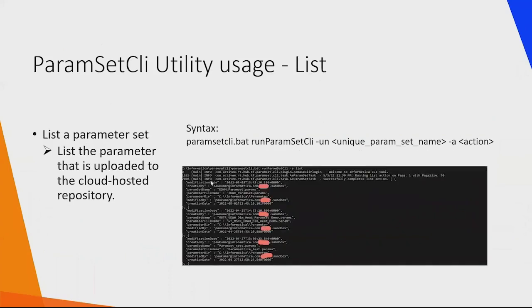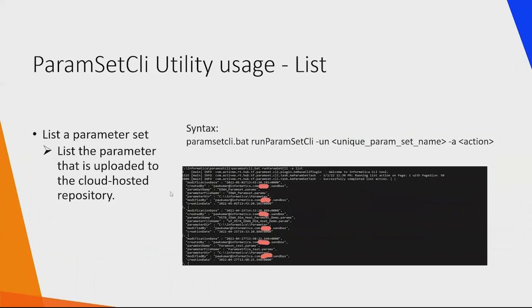And if you want to see all the different parameter sets present in the cloud hosted repository for your org, you can see that using this list command. It will tell you who created it, what the parameter set file name is, from which directory it has been uploaded, who last modified it, and when it was created. All that kind of information it will show you through this command line utility.